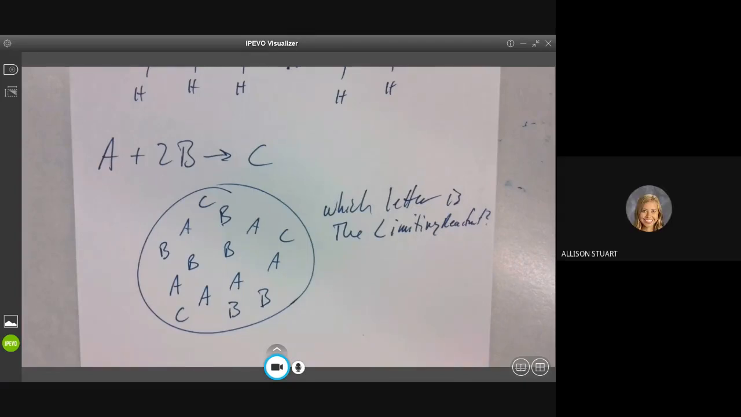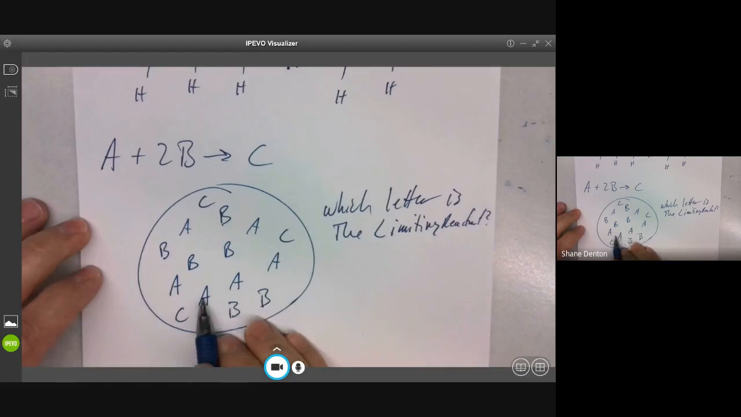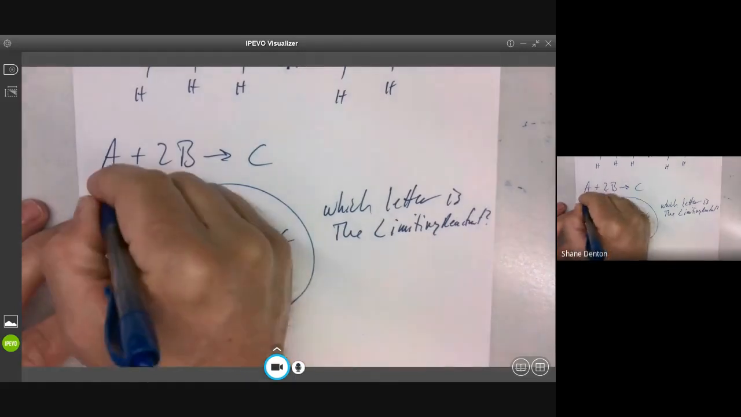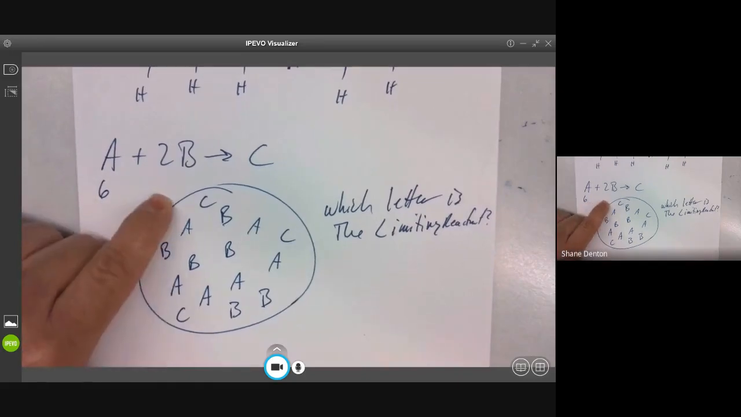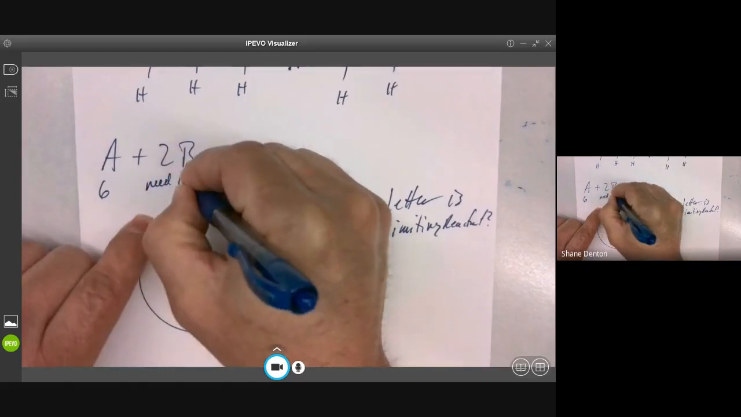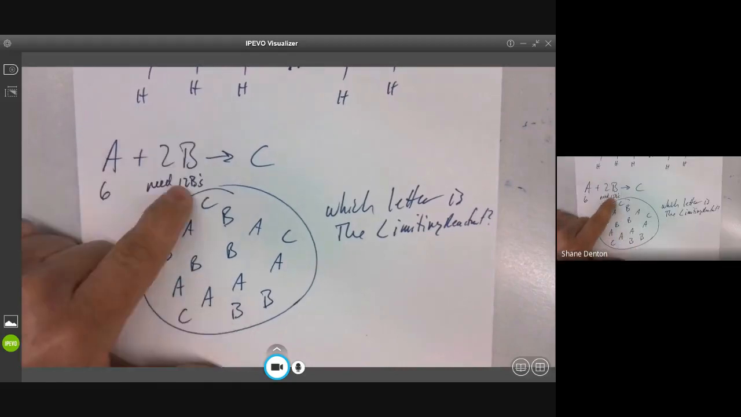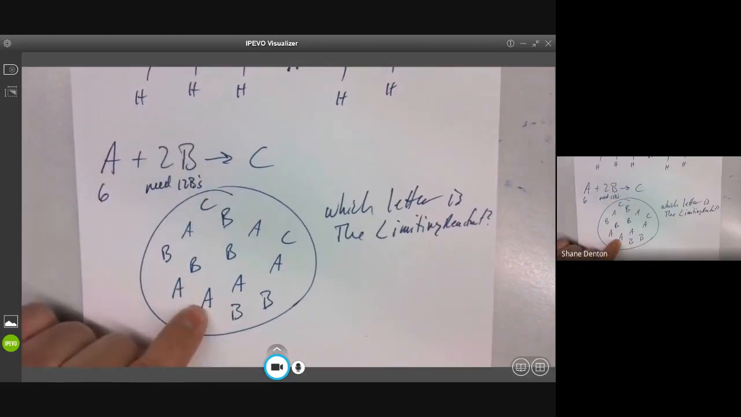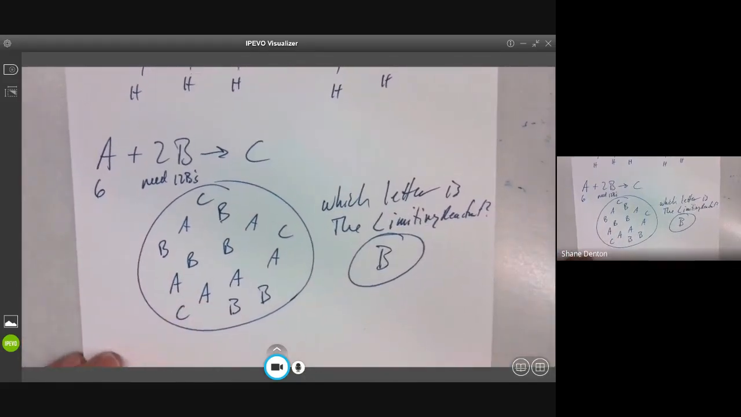Isn't it B, because for every A you need 2 B's? Okay, so I've got 1, 2, 3, 4, 5, 6 A's, right? Well, if I have 6 A's, how many B's do I need? 12. Yeah, I would need 12 B's, right? But I only have what? 6. I only have 6, so B's my limiting. A would be considered what? You remember what we called A?